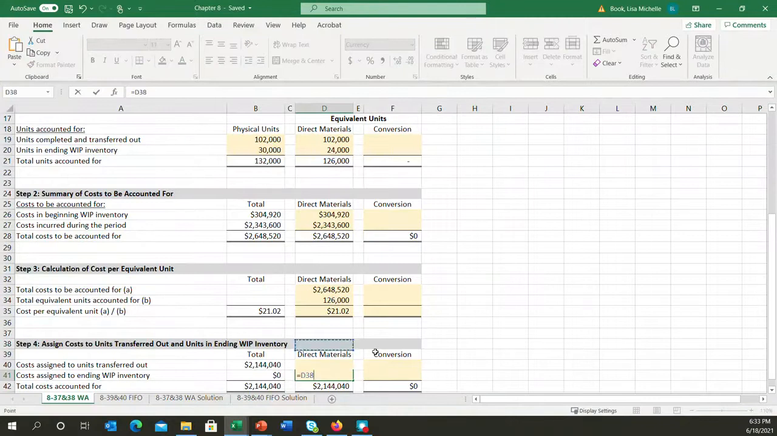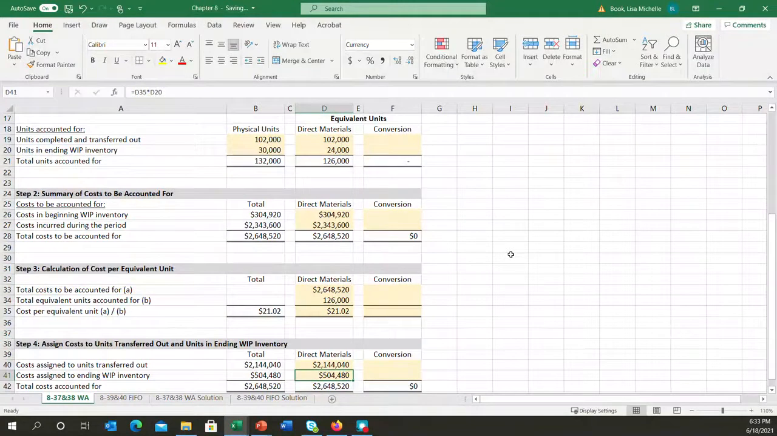I'm still going to use the cost per equivalent unit of $21.02, but keep in mind, I'm not going to multiply it times physical ending work in process inventory units of 30,000, because the cost is cost per equivalent unit. I need apples to apples, not apples to oranges. So I need to multiply it times the equivalent units in ending work in process inventory, which is different than the physical units, or multiply it times my 24,000.